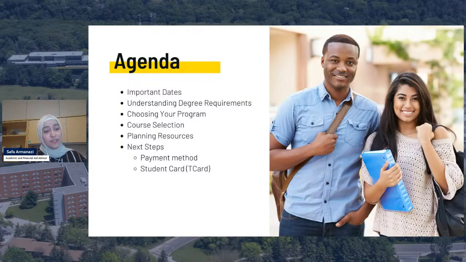All right, so this is our agenda for today, and this is what we hope to go over. As you can see, there is a lot of information that we'll cover, and we'll start with highlighting a few important dates that you need to keep in mind about course enrollment. We'll also then talk about your UTM degree structure and requirements. We'll also go over what program means and how to choose your program, as well as course selection. We'll also cover some planning resources to help you with that, and then we'll discuss a few next steps that you need to take during the summer, including making a payment and obtaining your student card, or what we refer to as T card.